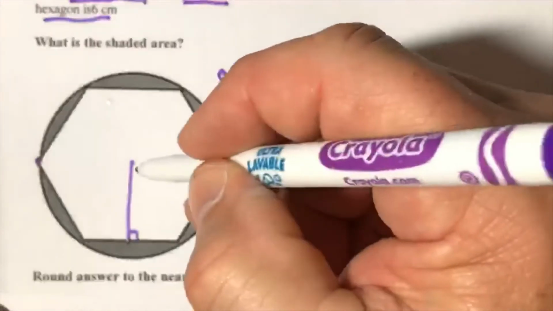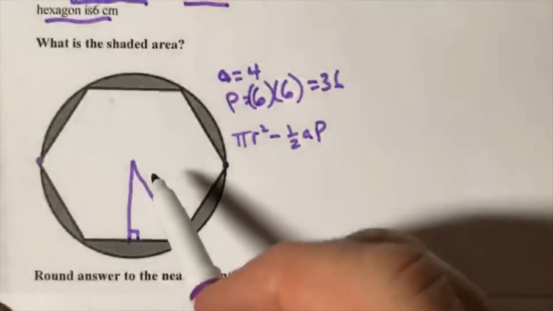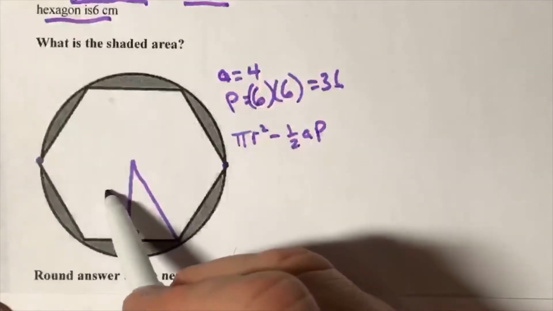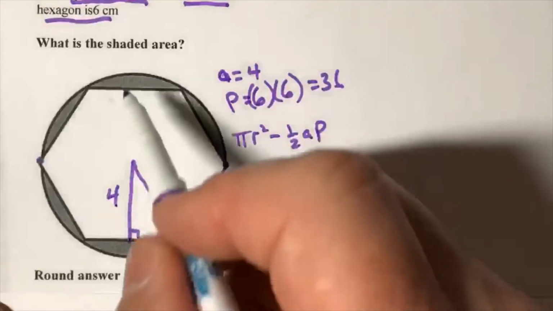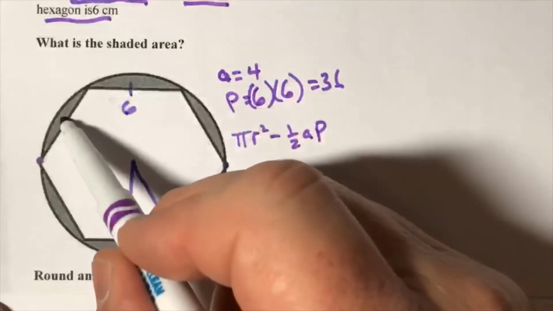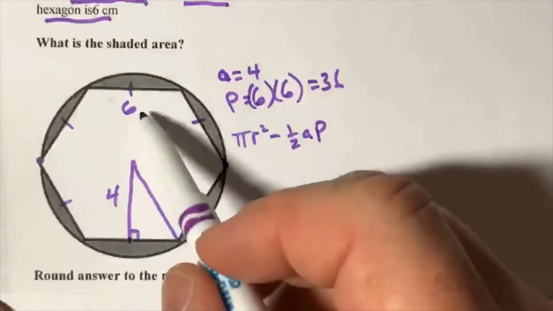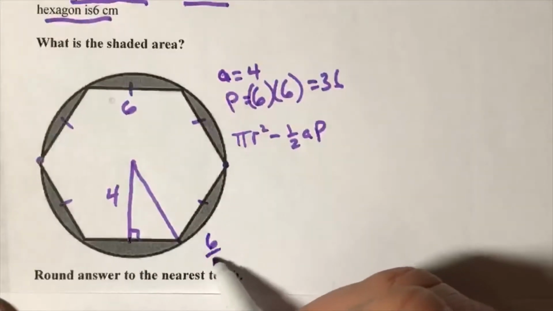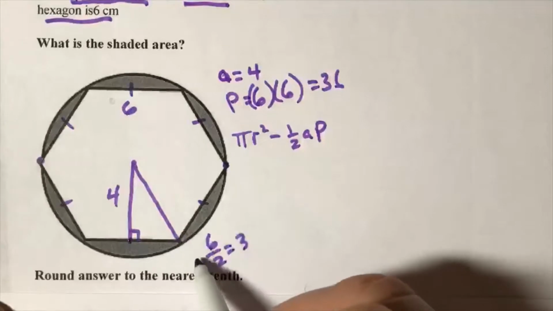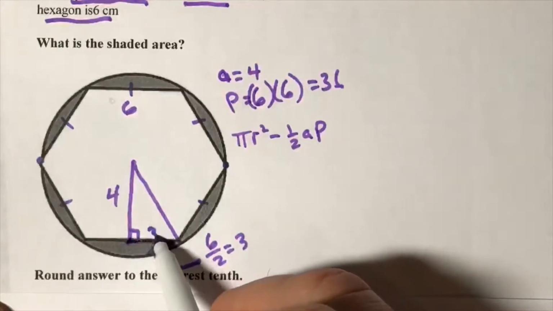Okay, now here's the radius. This is what comes in because that's what's touching the circle. And we know the apothem is 4. We know one side is 6. I'm putting this information on the diagram, and I know that all of these sides are equal. So take 6, divide by 2. That equals 3. That goes here. So the length from here to here is 3.